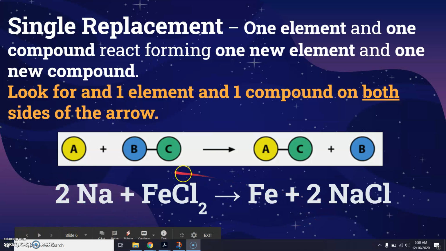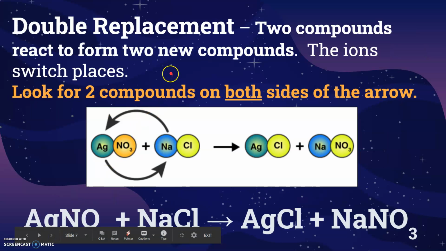So I'll look at this more specifically when I do predicting the products, but just look for the element, you know what those are, and a compound on both sides, and you should be fine on this one. So once again, I'll go over predicting products in another video. So it's not like you're going to have to do that right away. Okay, double replacement. These are the biggest types of chemical reactions.